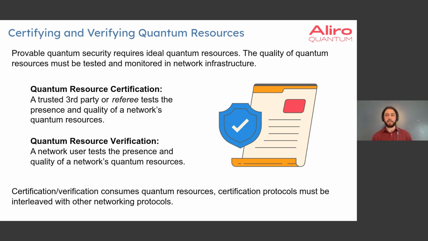Now, to achieve the certificate, there are two approaches, and they're both very similar. It's just a very subtle difference. In the first, you have quantum resource certification. When you are certifying a quantum resource, you have a trusted third party or referee whose goal is to test the presence and quality of a network's quantum resources. On the other hand, quantum resource verification has a network user who wishes to verify the presence or quality of a network's quantum resources. So the key difference is that certification has some trusted third party who creates a certificate for the network, whereas verification is where a user wants to verify that certificate or the quality of these resources.